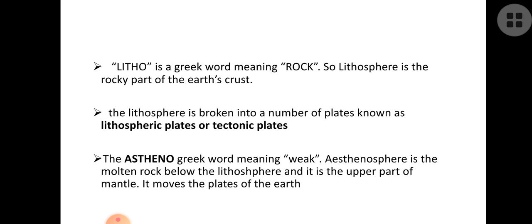Then asthenosphere. Astheno is a Greek word meaning weak. In the asthenosphere, the molten rocks are in semi-liquid form. It is located at the upper part of the mantle, and it moves the plates of the earth. Because of the asthenosphere, the tectonic plates in the upper portion of our earth are liable to move apart or hit each other.